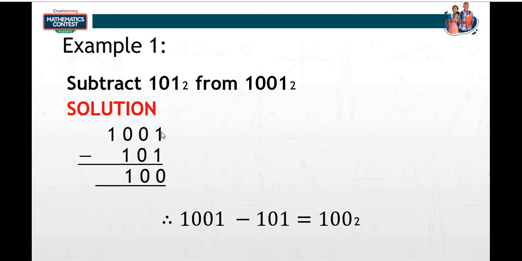So I repeat, 1 minus 1 is 0. 0 minus 0 is 0. 0 minus 1 cannot. We'll borrow this one and this becomes 0. We call it 2 because we are in base 2. Like when you're in base 10, if you borrow, you call it 10. But we are in base 2, so if we borrow, we call it 2. So 2 minus 1 is 1. Okay? So we are having 100. Therefore, 1001 minus 101 equals 100 in base 2. Okay?